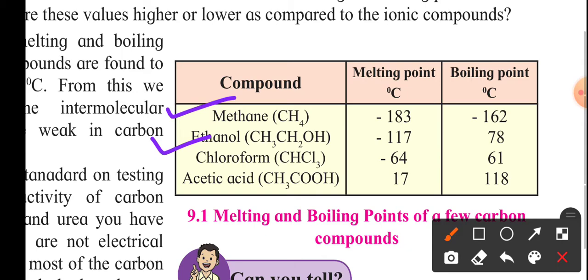Next is ethanol, CH3CH2OH, which has a melting point of minus 117 degrees Celsius and a boiling point of 78 degrees. Chloroform, CHCl3, has a melting point of minus 64 and a boiling point of 61. Acetic acid has a melting point of 17 and a boiling point of 118.